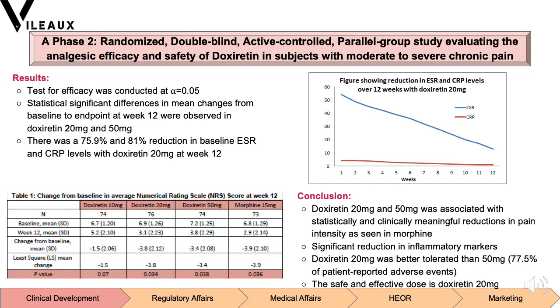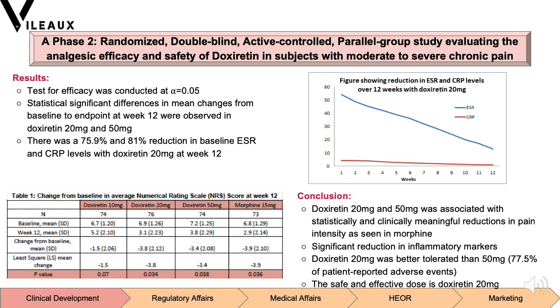Statistically significant differences in mean changes from baseline to endpoint at week 12 were observed in doxycycline 20 mg, 50 mg, and morphine. Doxycycline at 10 mg was not statistically and clinically significant. There was a 75.9% and 81% reduction from baseline ESR and CRP levels with doxycycline 20 mg at week 12.